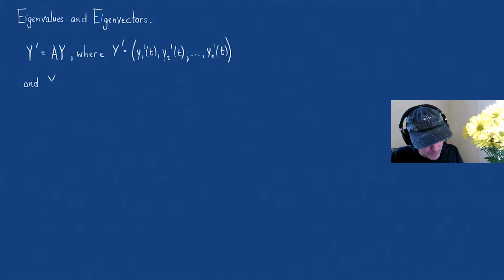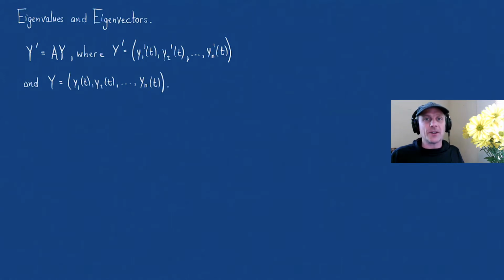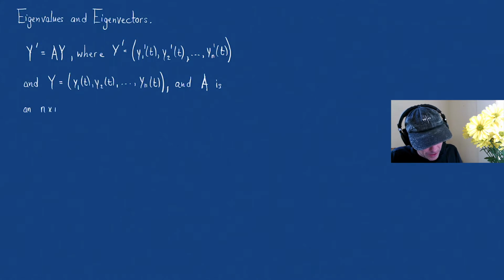Similarly, y of t is the vector of y1 of t and y2 of t. And it obviously needs to match with y prime, so in this case, we would have y sub n of t functions. Now A, since we have n functions, is an n by n matrix. And it's from there that we are going to solve these systems of equations.